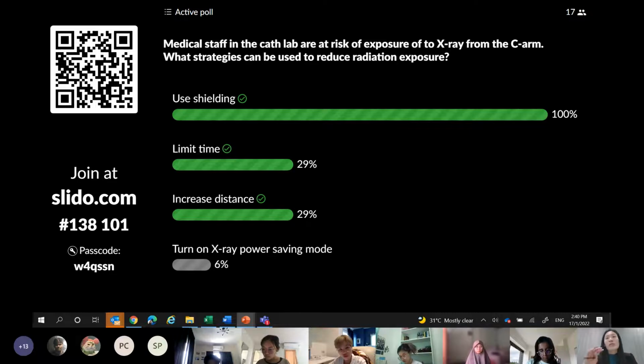So the first operator has no choice. The first operator stands closest to the C-arm. But as a support staff, you don't have to do that, and you are not recommended to do that. And that's why you may not also carry a dosimeter. Healthcare medical staff that need to be very close to the C-arm will always wear this dosimeter, the device that tracks the amount of radiation exposure you have. But typically we don't wear it because our distance is not so close. Our time exposed to this radiation is also not so much. So these 3 are the strategies that you will definitely hear in the cath lab to reduce radiation exposure.